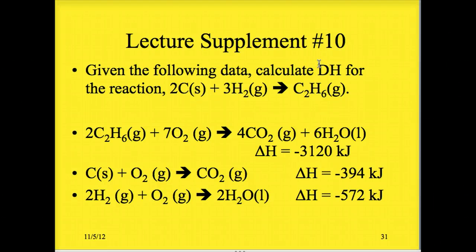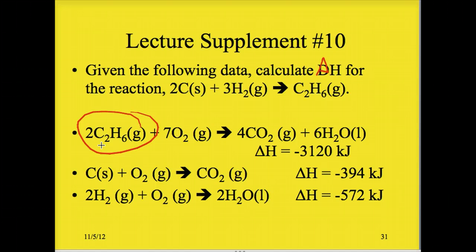Alright, a little bit harder. DH stands for delta H. Okay, given the following data, calculate delta H for this reaction. Well, again, I'm looking for unique aspects. This first reaction, the C2H6 is unique. But note we have to do some math on this.